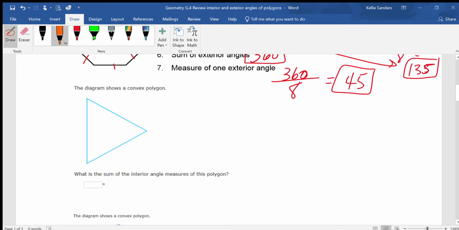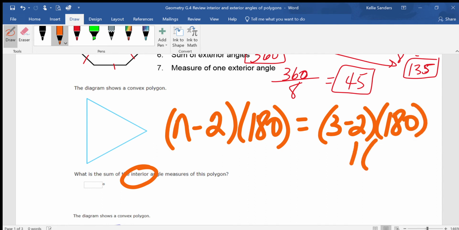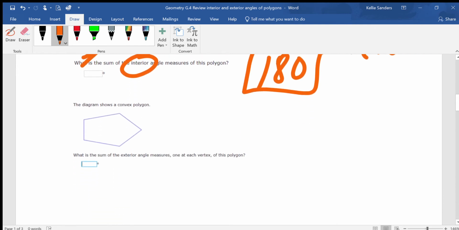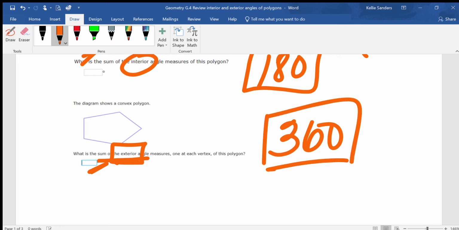The diagram shows a convex polygon. What is the sum of the interior angles? Sum would be n minus 2 times 180, which is 3 minus 2 times 180, which is 1 times 180, which is 180. But basically that makes sense because what is that? It's a triangle, and a triangle adds up to be 180 degrees on the inside. Sum of the exterior angles. We need to make sure that we are reading this correctly. So sum of exterior, 360. Again, no math.